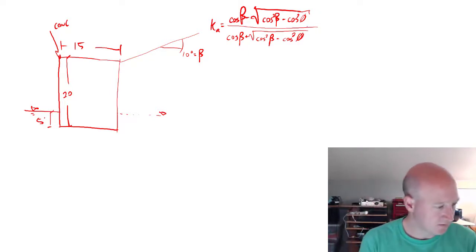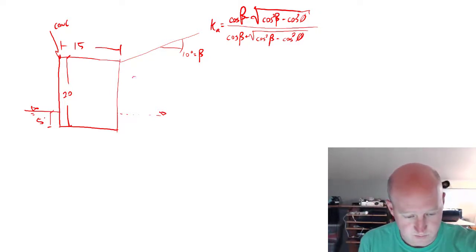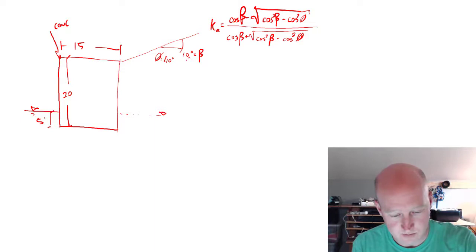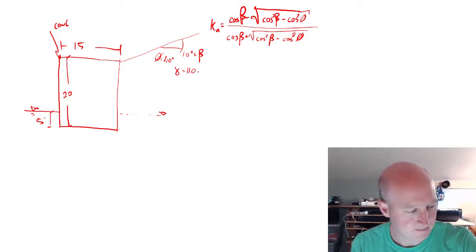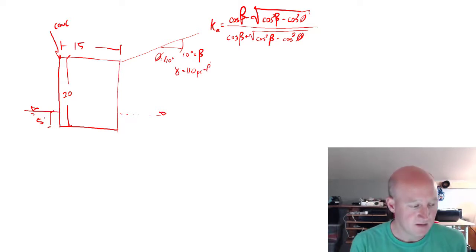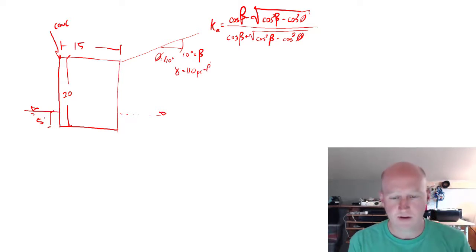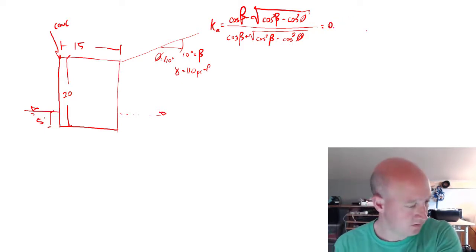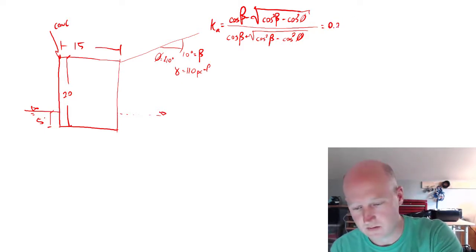We need to get phi for the soil. So this soil phi is 40 degrees. And we need to know the unit weight of the soil. That's 110. And so if we do the calculations, we get a K of 0.228.